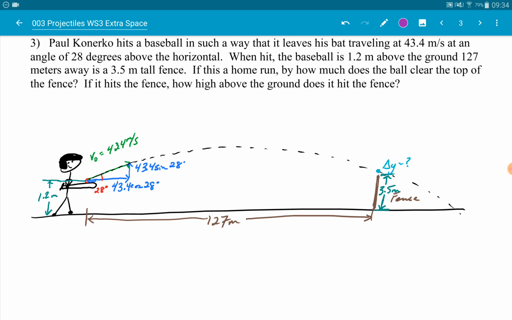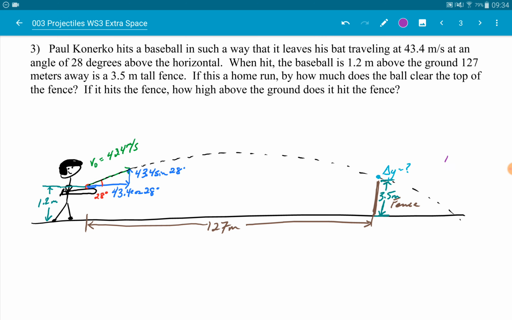Another way to think about it, which is equally good, is to ask: when my delta y is 3.5 meters, what's my delta x? If it's 3.5 meters above the ground at more than 127 meters, it cleared it. And if it's 3.5 meters way under it, then it's not going to clear it. So you can think about it from either way, and both are equally correct. By how much does it clear if it hits the fence, how high above the fence?